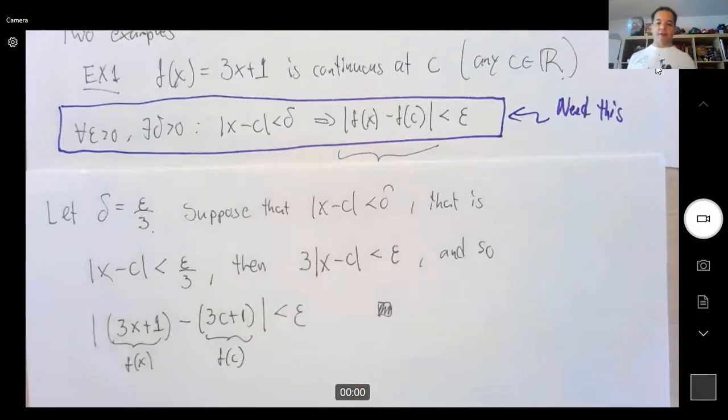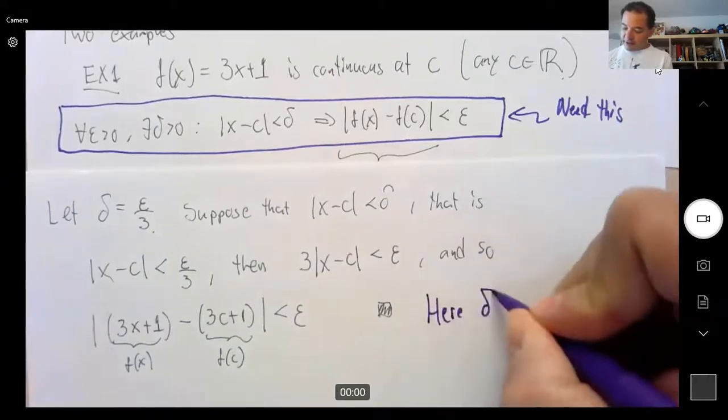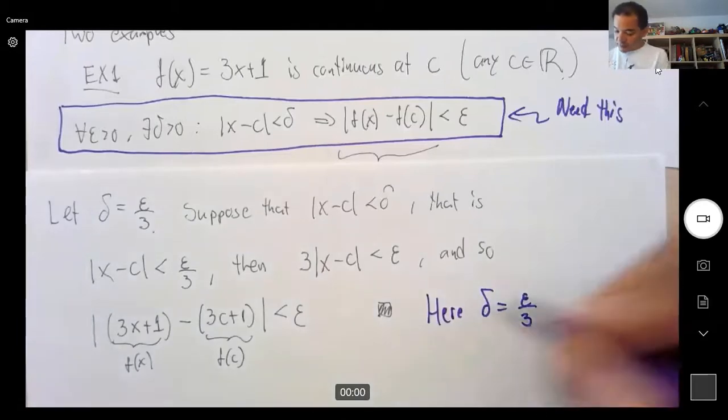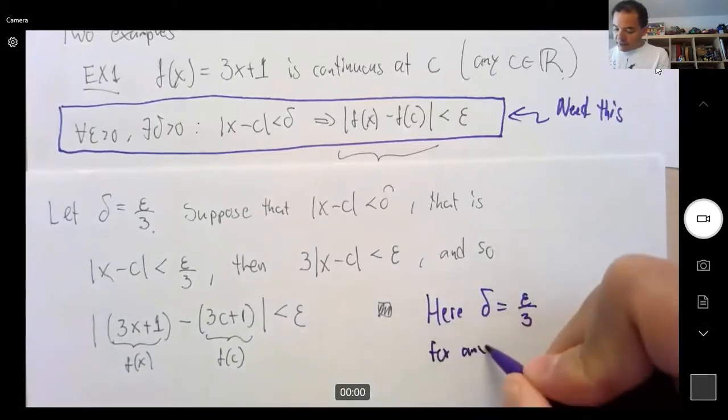So simple exercise, and one of these that you should be able to do in your sleep by now. I mean, this was a very straightforward continuity example with a very simple function. Now, what I want you to remember from this example is what was the delta that worked, right? In this case, it was epsilon over 3, right? So here, delta was epsilon over 3. And this one worked. It didn't matter which c, right? So let me put it here, for any c.